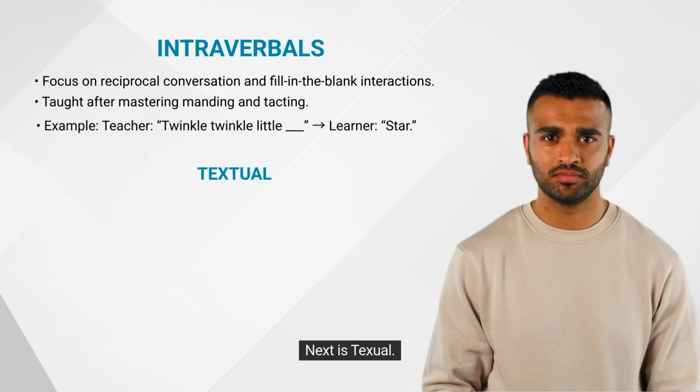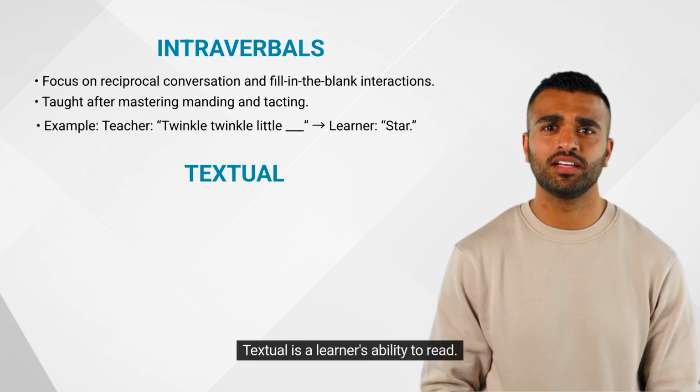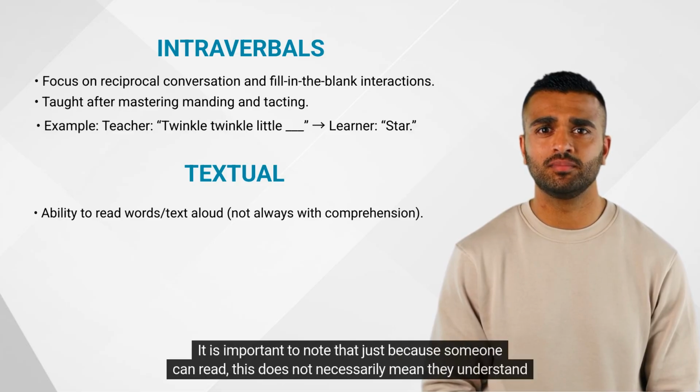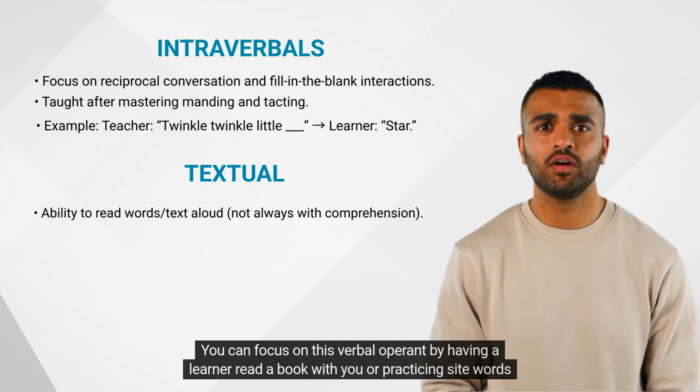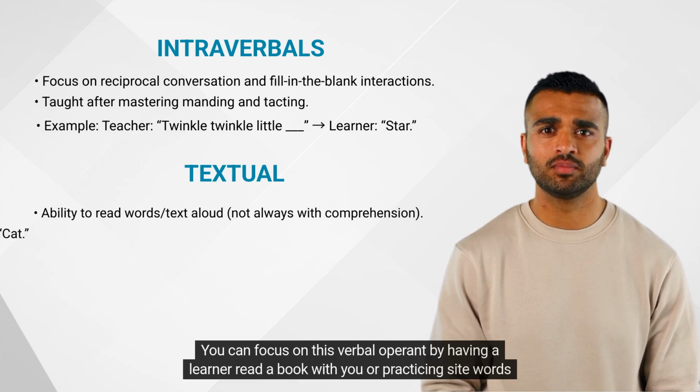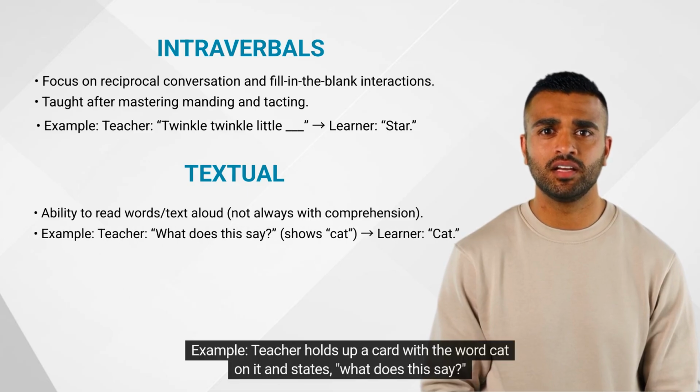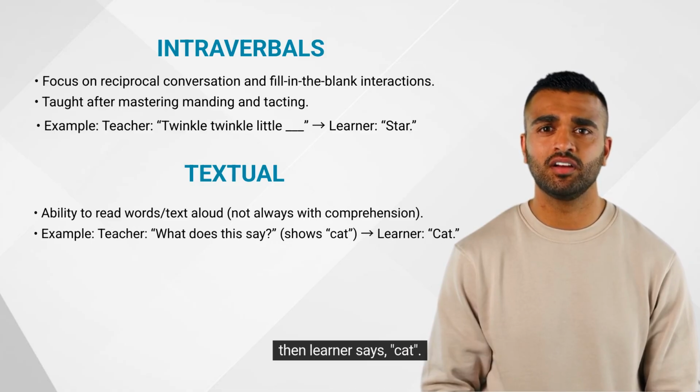Next is textual. Textual is a learner's ability to read. It is important to note that just because someone can read, this does not necessarily mean they understand what it means. You can focus on this verbal operant by having a learner read a book with you or practicing sight words with a learner. Example, teacher holds up a card with the word cat on it and states, "What does this say?" Then learner says cat.